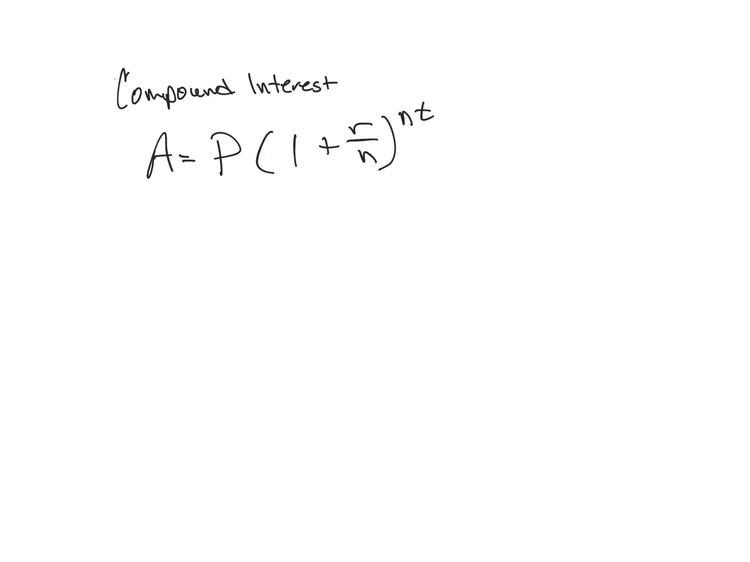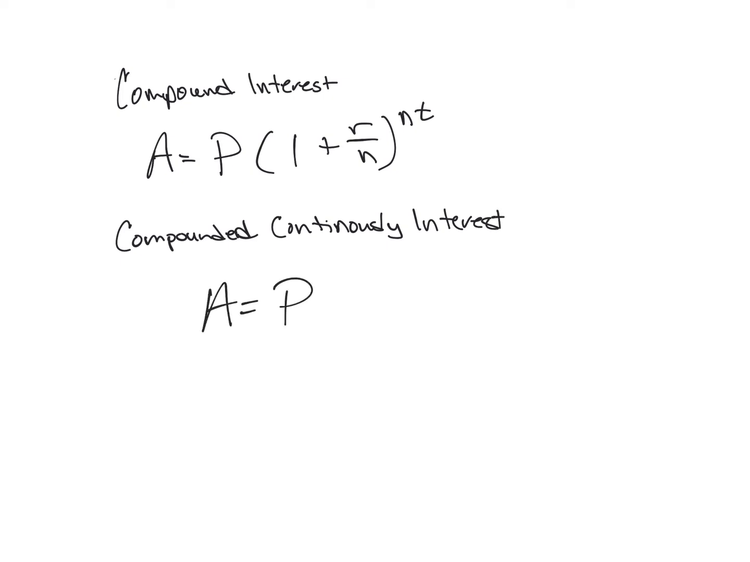So you're going to need to know that. This is compound interest, and then compounded continuously interest is A equals P times E to the power of RT. And then this is E. Don't forget what that means. That is your continuously compound, because remember E is 2.718 and it keeps going, right? So this is continuously compounded interest. And so we're going to talk about each one of these individually.